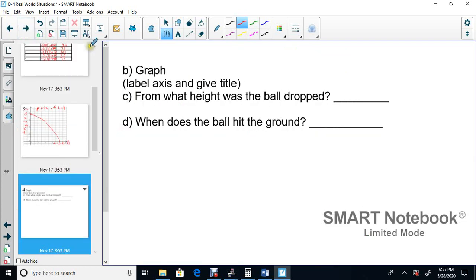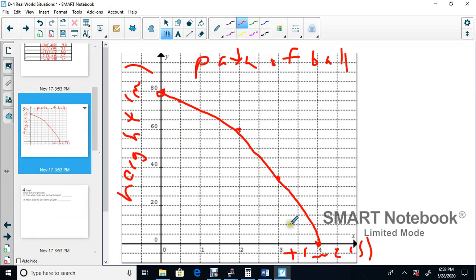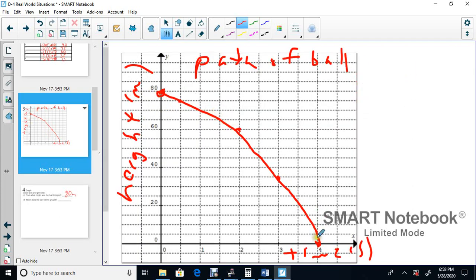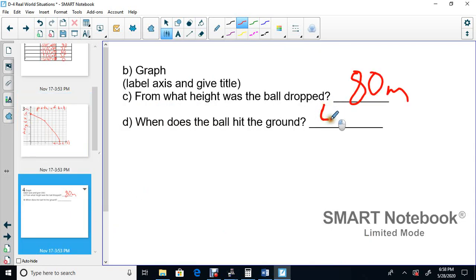Okay, let's take a look at the next question. From what height is the ball dropped? Well, the ball's dropped here, 80 meters, right at the top. So 80 meters it's dropped. When will the ball hit the ground? So here's the path of the ball. Hits the ground at 4 seconds.